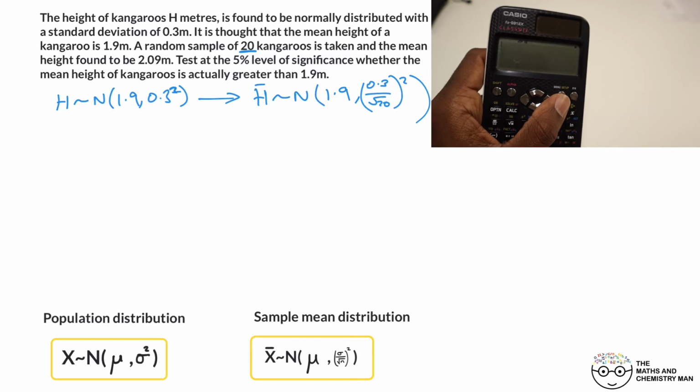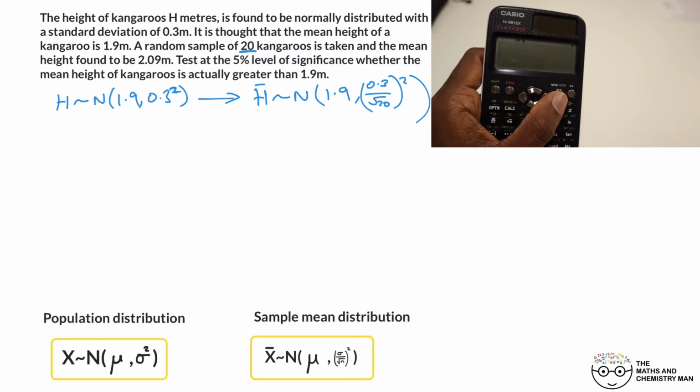Next, we need to put out some hypotheses. So what's our null hypothesis? So H0 is we're going to assume that the mean is indeed 1.9. However, the alternate hypothesis is that the mean is actually greater than 1.9, right? That's what we're testing. So mean is greater than 1.9. Okay, cool. So we've got this.